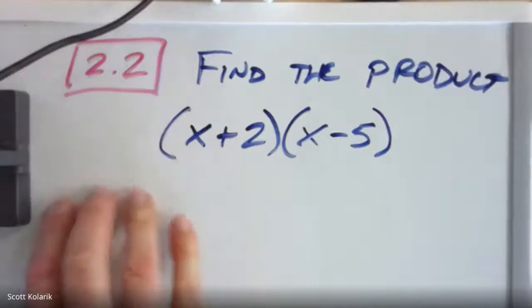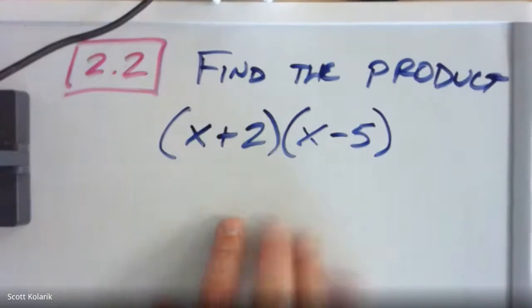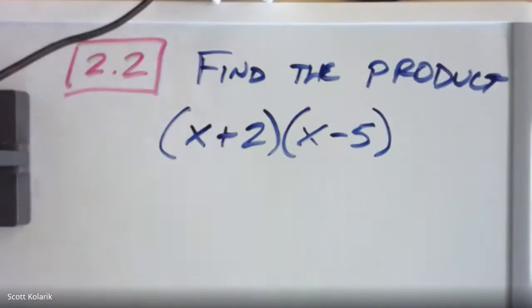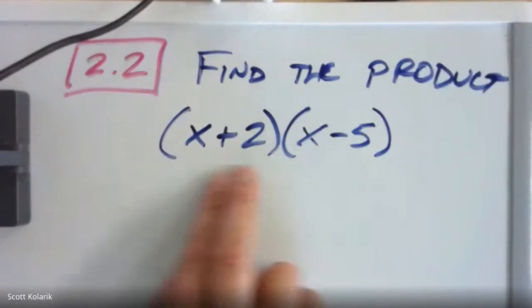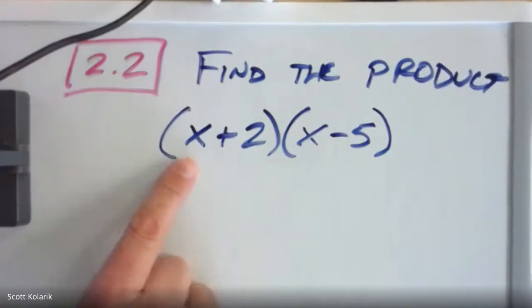Step number 2, once I have distributed, collect any like terms. Okay, step 1, distribute. Step 2, collect like terms. That's how we're going to multiply polynomials. And so in this case, again, I'll remind you that we're multiplying these two guys. And so the way to multiply polynomials is that I go object by object.